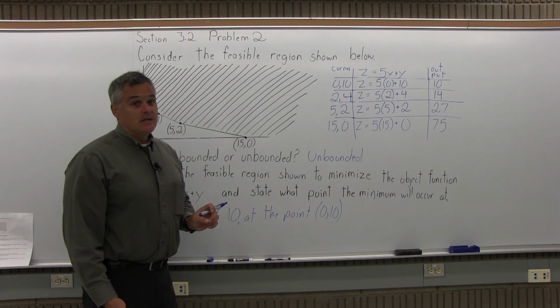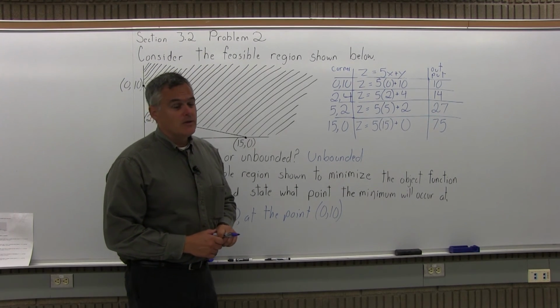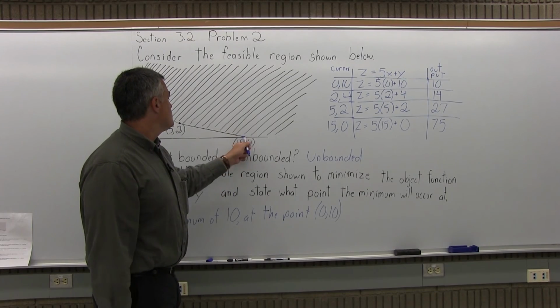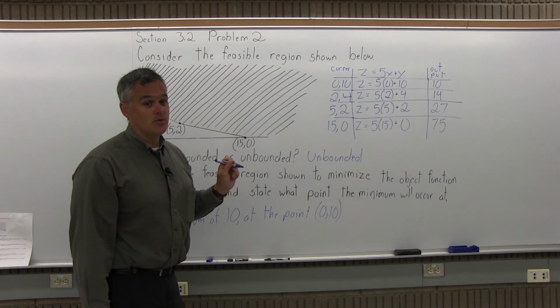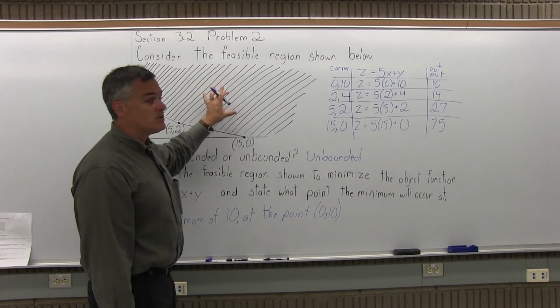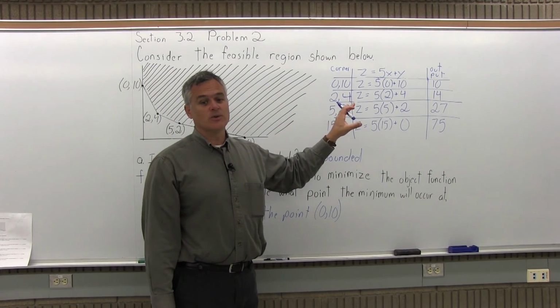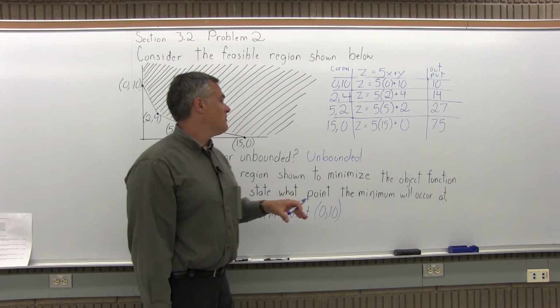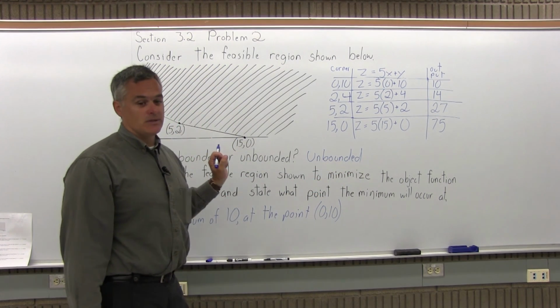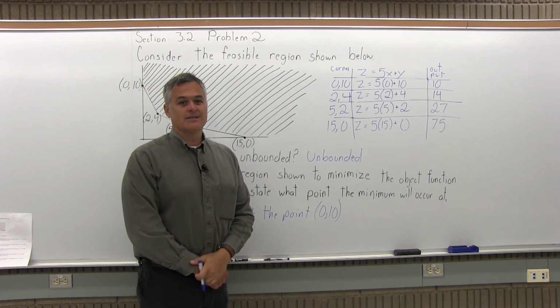So as you can see, like problem number 1, you get different answers at different points of the feasible region. So it's not just what your feasible region is shaped like, but also which object function you're using with it. It will give you a different minimum and at different corner points. And that's it for number 2.